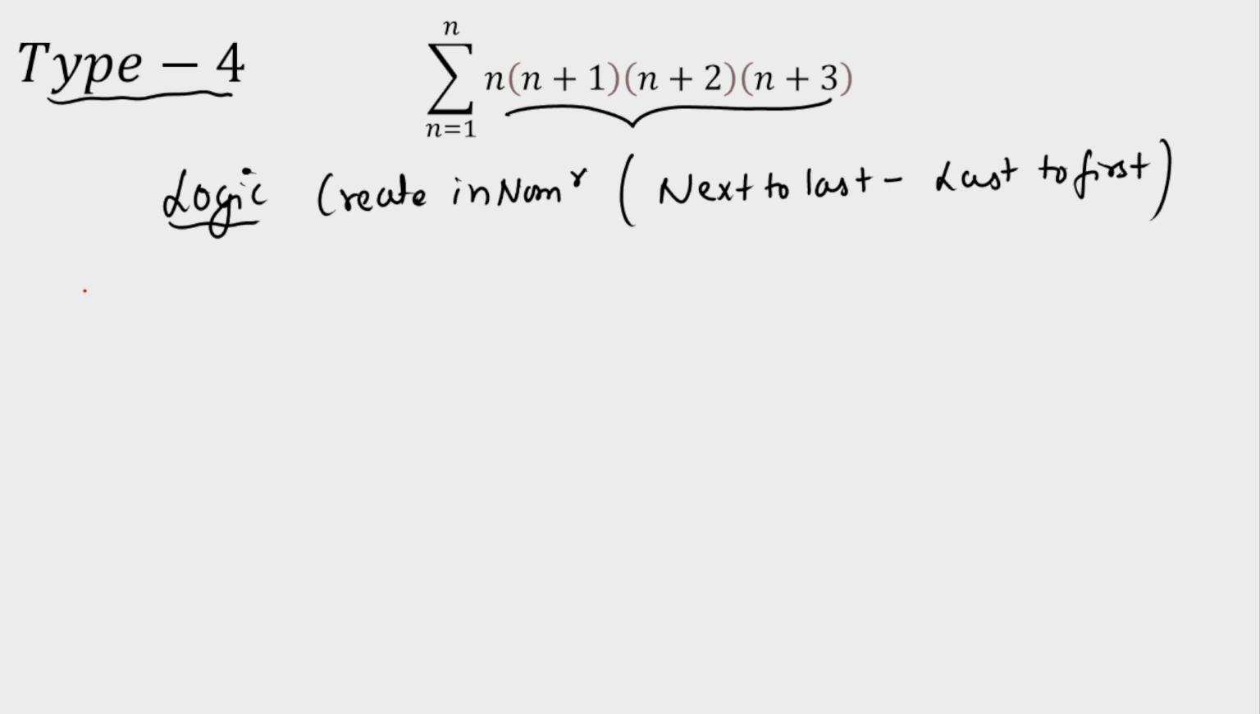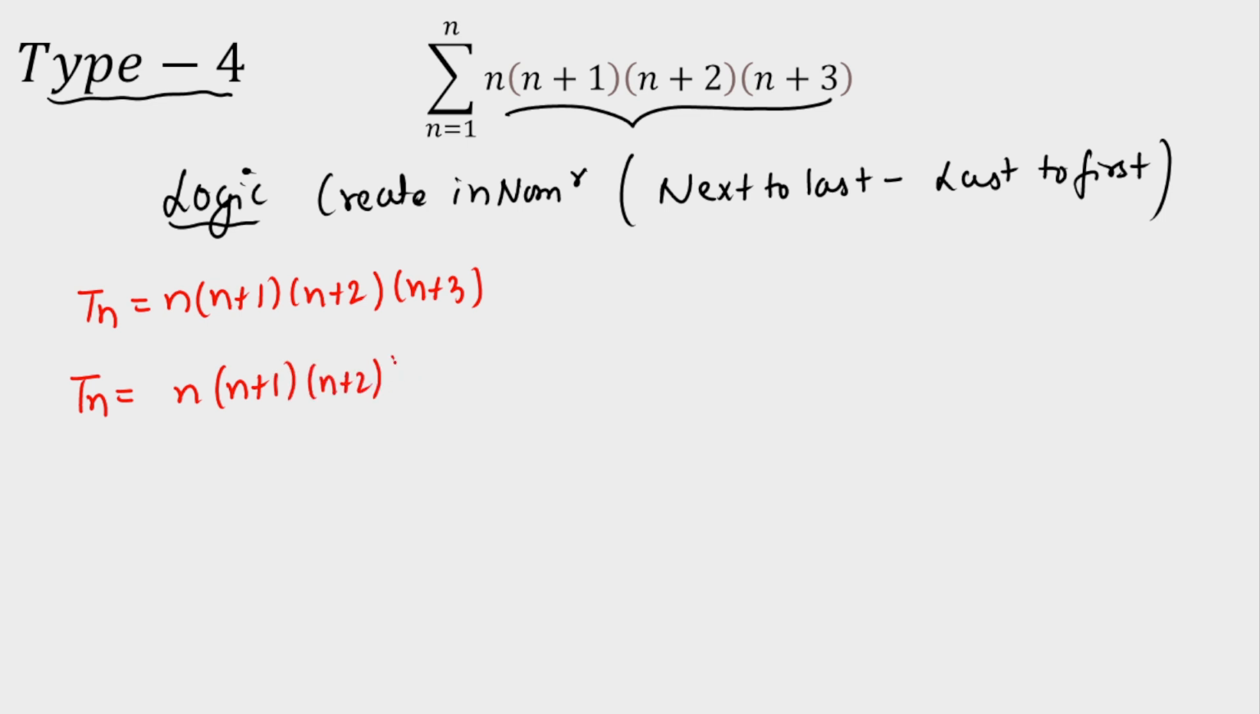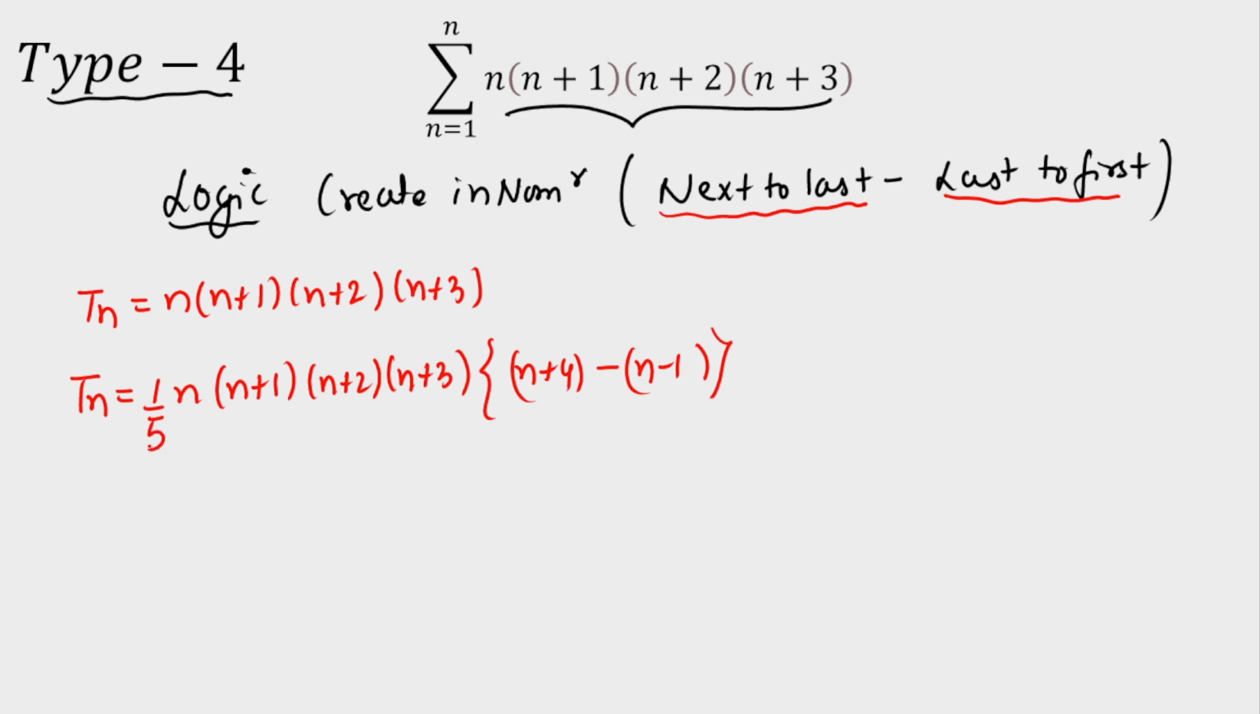So T of n, the nth term, you can easily write, that is n into n plus 1 into n plus 2 into n plus 3. Now as I said, you have to create next to last. The last term is n plus 3, you have to create the next term to this. So the next term to this is n plus 4 here, and minus last to first. So the first term is n here, so last to first is n minus 1 here. And now the difference is 5. Again I want 1, so I'm going to multiply by 1 by 5 here in order to get the same T of n.